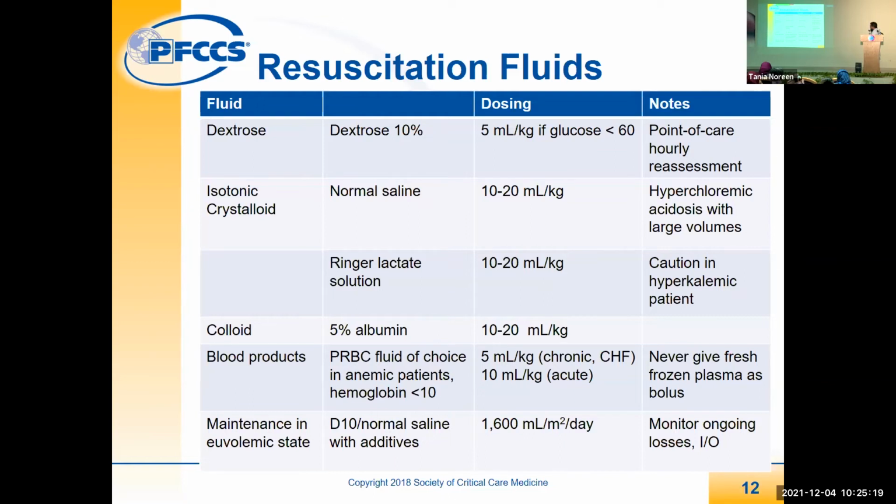If the patient is anemic, hemoglobin is low, then packed RBCs may be helpful. And if it's not available, the FFPs are not the replacement actually. We want to increase our oxygen delivery. That can only be done by giving packed RBCs.